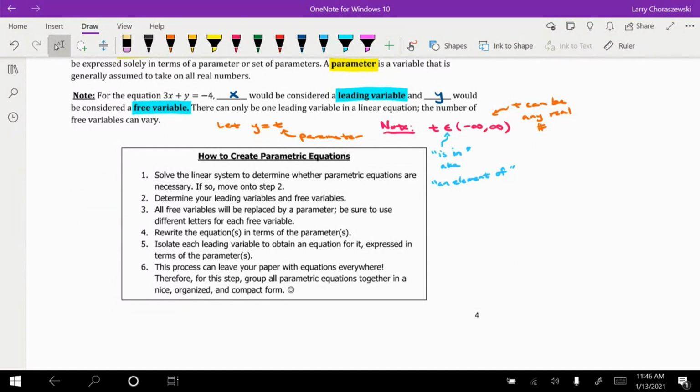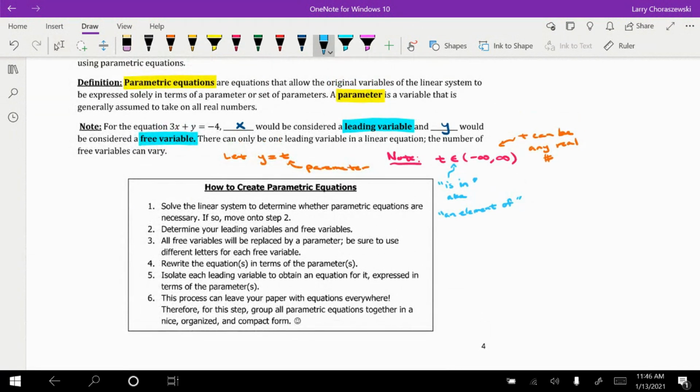Then what you want to do is determine your leading variables and your free variables. All right, and here's how I indicate it. Let's go back up to this equation 3x + y = -4. Since the x came first, I define that as my leading variable, which means that the y is going to be my free variable. So I'll usually point out which variable is leading and which variable is free. Number 3 says all free variables will be replaced by a parameter. All right, so if you find that you have 2 or more free variables, use different letters for them. That way there's no confusion. So maybe t, s, r, w sometimes, or even subscript notation like t sub 1, t sub 2, and so on and so forth.